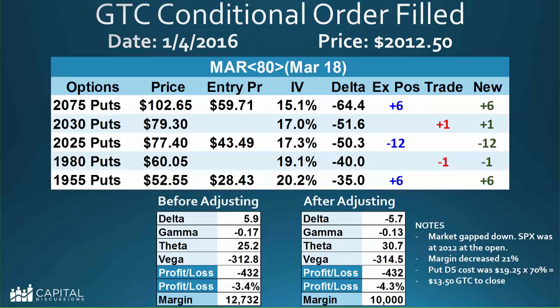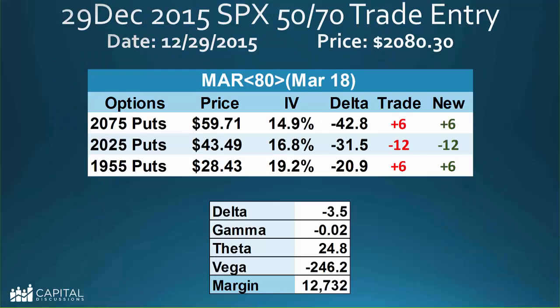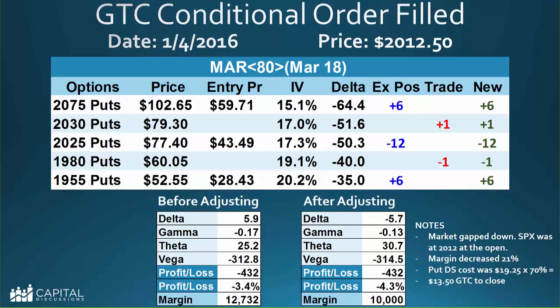Unfortunately, the market had a massive move down. Let's see where it started. It started at 2080. And here we're at 2012, just a few days later. I think it was down like 30 or 40 points. So the market opened about 18 points below my trigger point. So I just put the order in and got the fill.